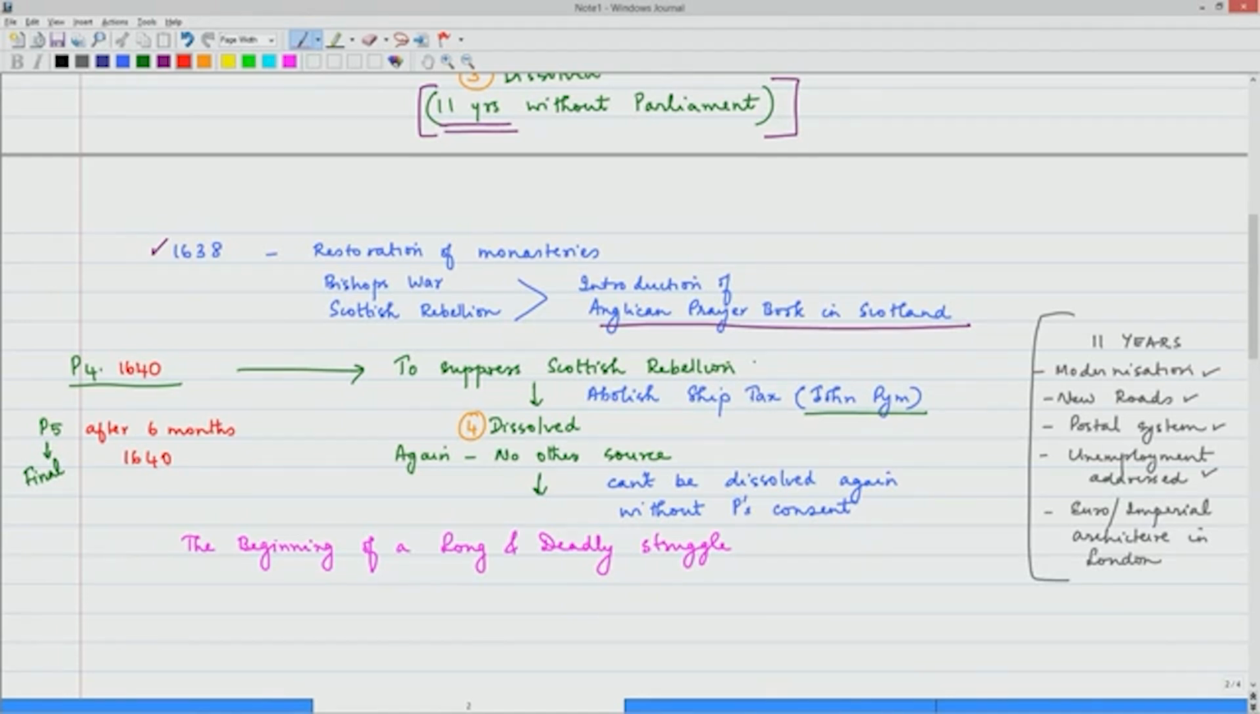And at this time, the Parliament also forces him to come to terms with the fact that the Parliament cannot be dissolved again without the parliamentarians' consent. And this marks a significant shift in the kind of relationship between the King and the Parliament, and it also marks the beginning of a long and deadly struggle between kings and Parliament in England in general. It's not as if it was a very decisive kind of shift, but we also begin to see that the possibilities of negotiation and bargaining were coming down drastically.